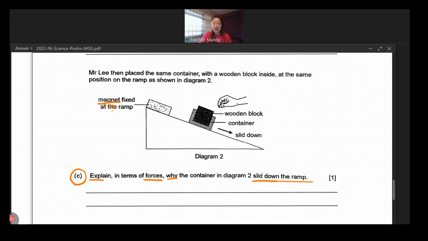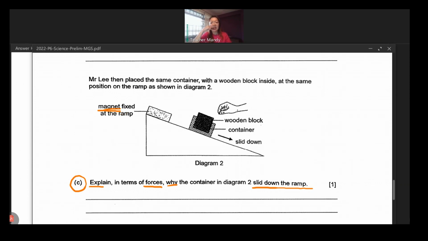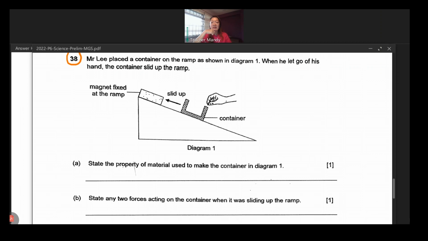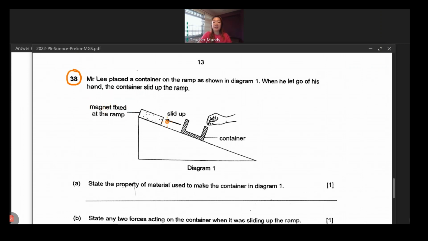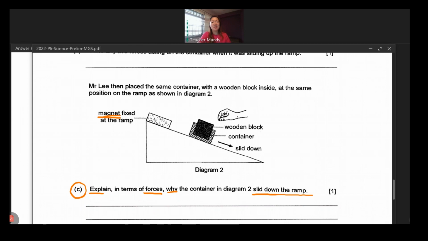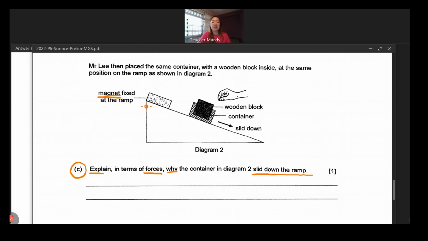Take note there's a magnet. Now in the first part, maybe I give you a little bit of background. In the first part, there's also a magnet, it's the same part. The only difference in C is that they added a wooden block, and that it slid down. In the first situation, it slid up, which means because of the magnet, it attracted this container. So this container is probably magnetic. Then why is it that since it's magnetic, it should be attracted to the magnet again? Why is it that after I added the wooden block, it doesn't attract? It slid down.